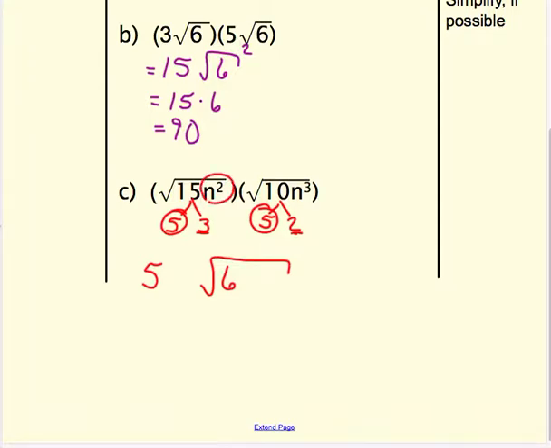Here, I've got the square root of n squared, which is n. And here I have the square root of n cubed. Well, n cubed is n squared times n. The square root of n squared is n. Multiplying that by the n I already have on the outside. And then this n is left over. So I have 5n squared times the square root of 6n.